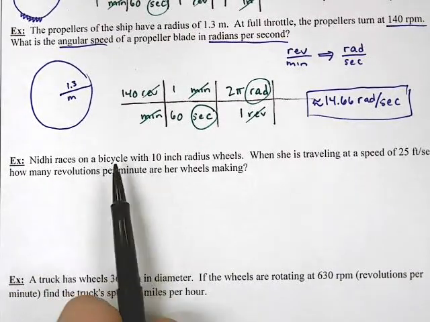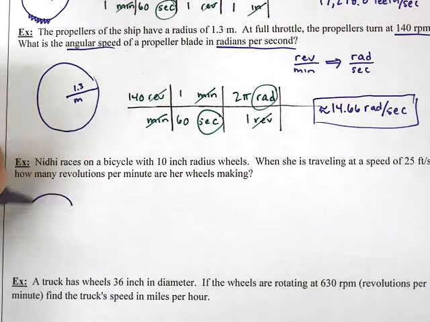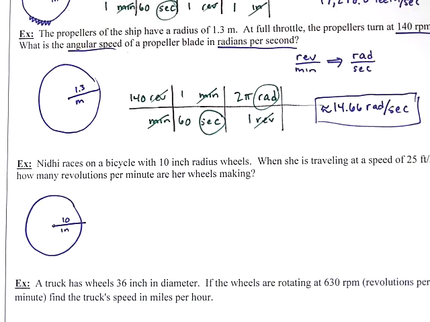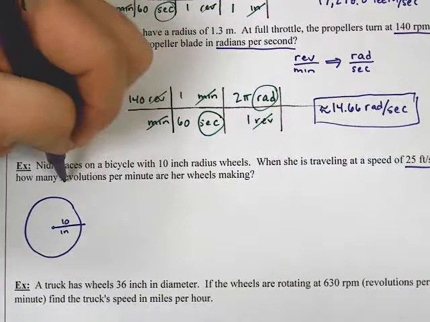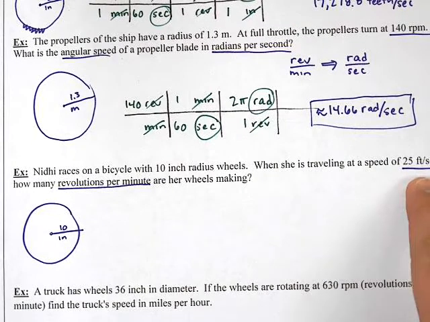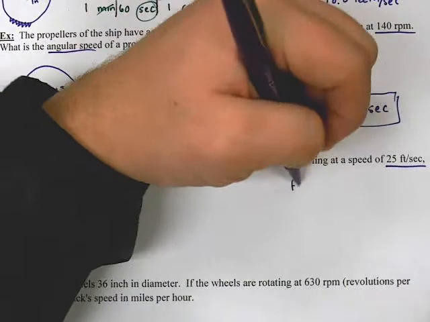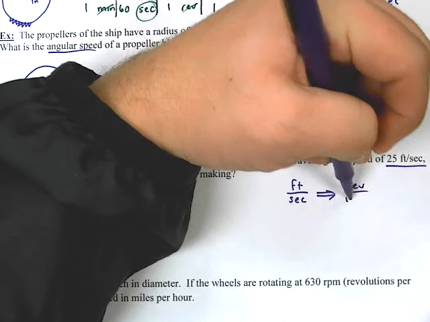Alright, so we have a bicycle, 10-inch radius wheels. 10 inches. Alright, we are traveling at a speed of 25 feet per second, and we're trying to go to revolutions per minute. Interesting. So this is actually just kind of like backwards from what we're usually doing, right? Usually we give you revs per minute and we go to linear speed or something like that. Now we're doing it backwards, which is fine. We can do this. So we're going from feet per second to revs per minute.